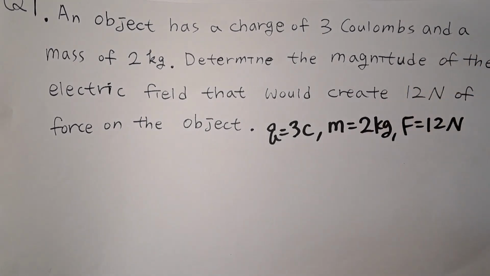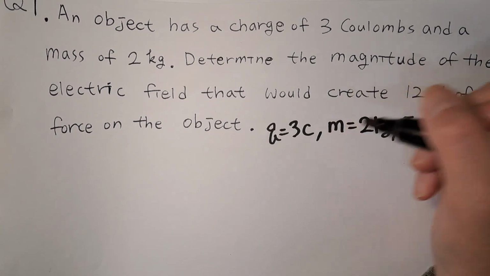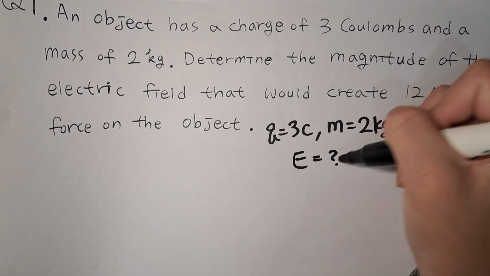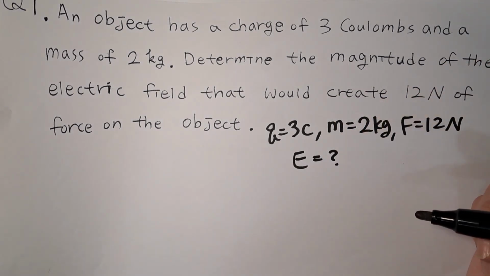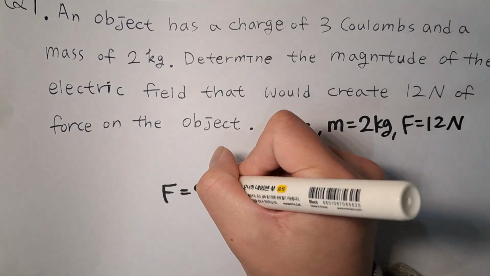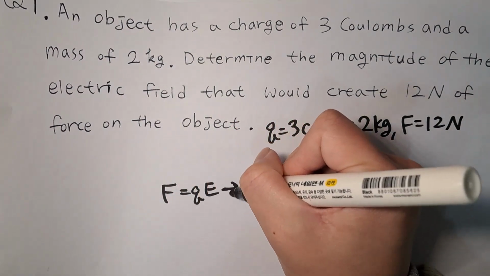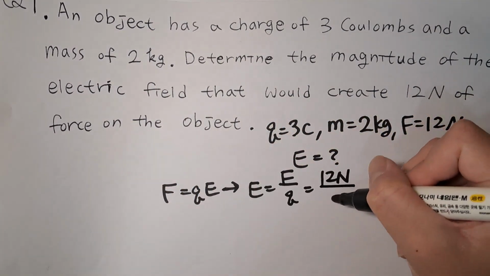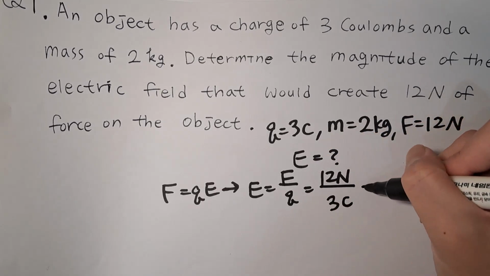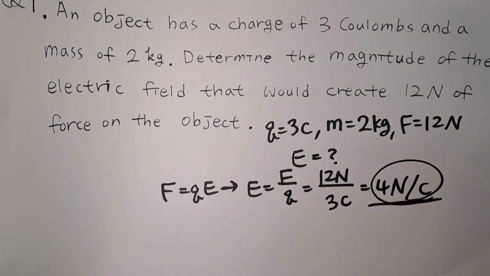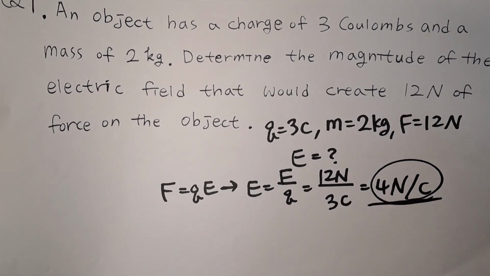Then the magnitude of the electric field is what we are finding. So we are going to apply this equation. So the magnitude of the electric field is gonna be 4 Newton per coulomb.